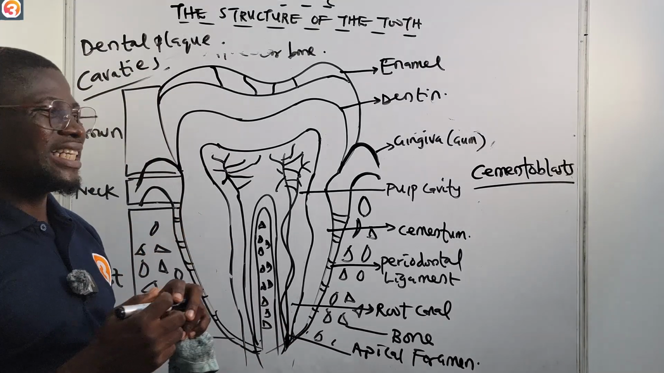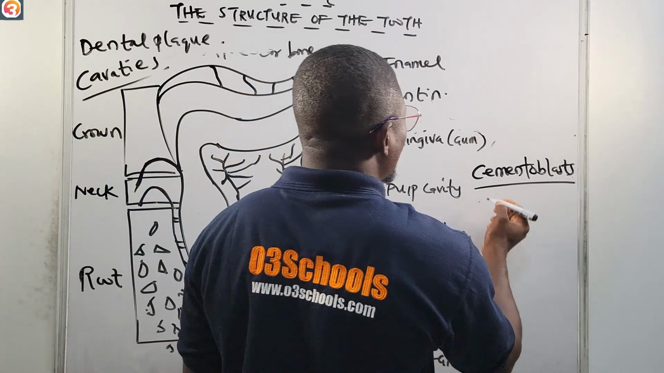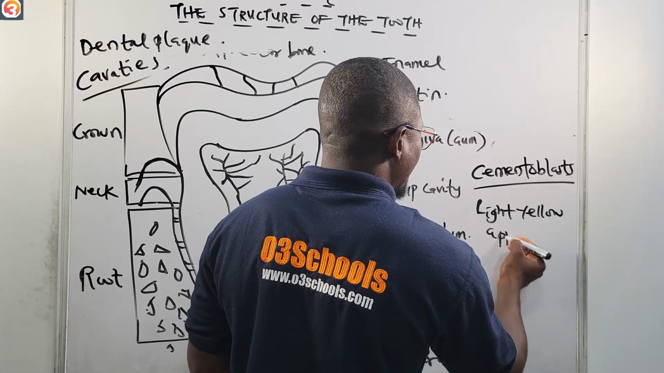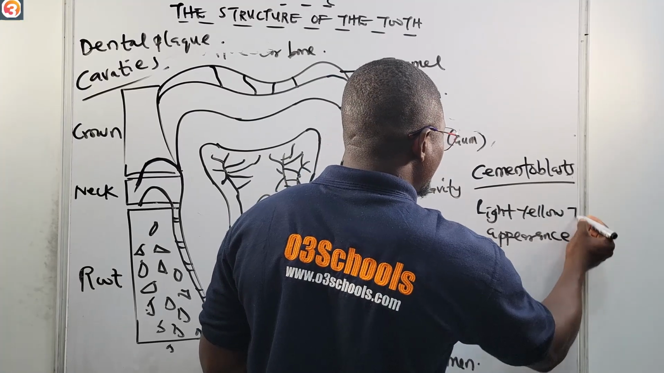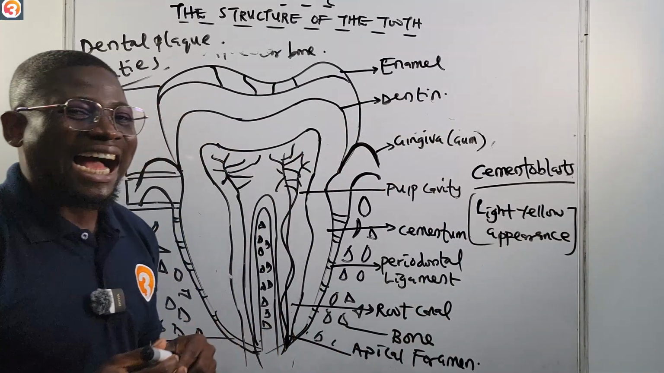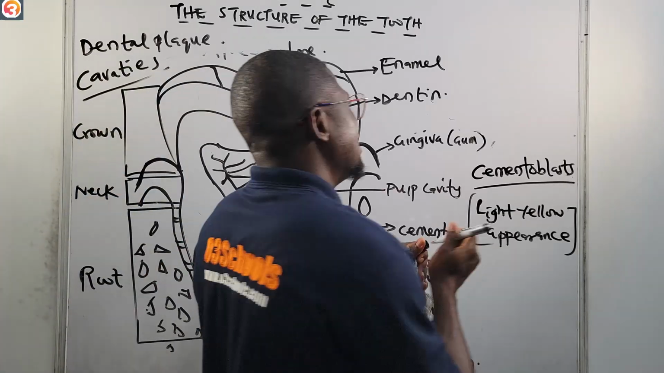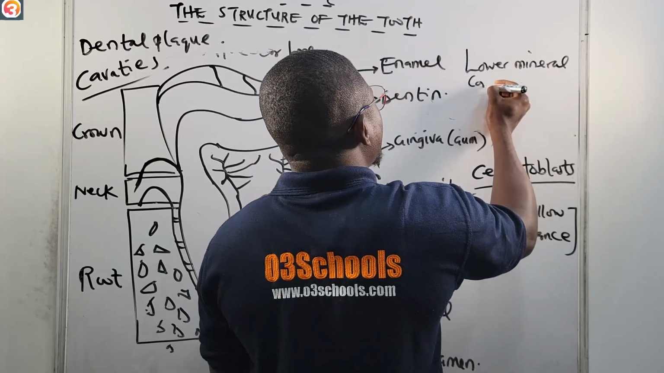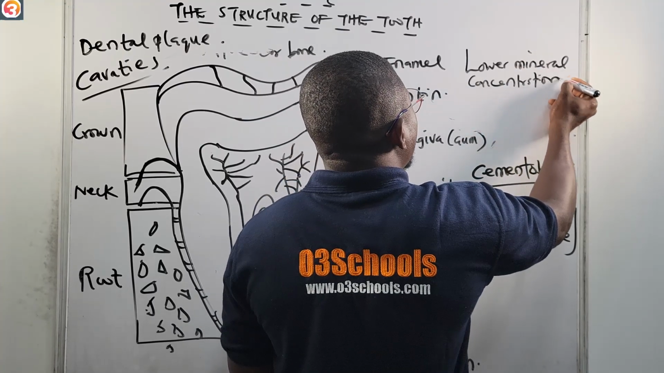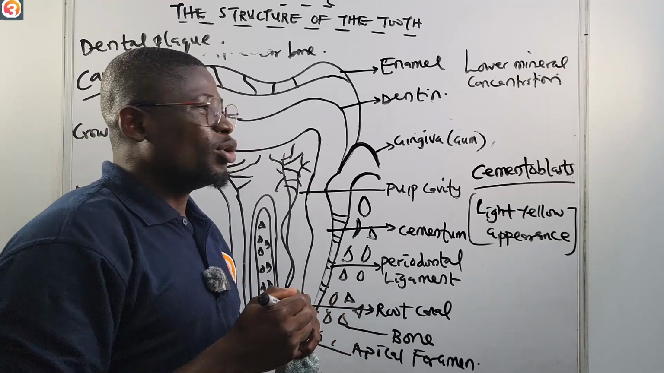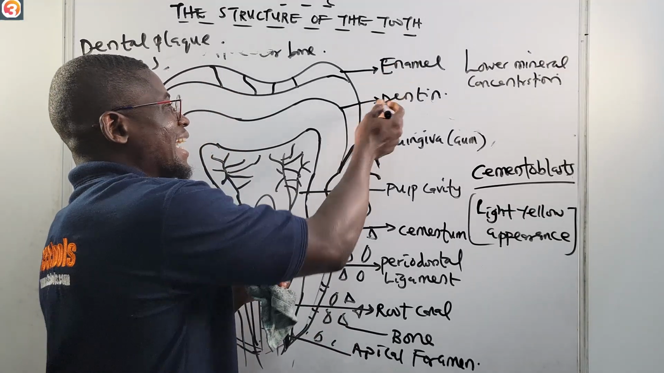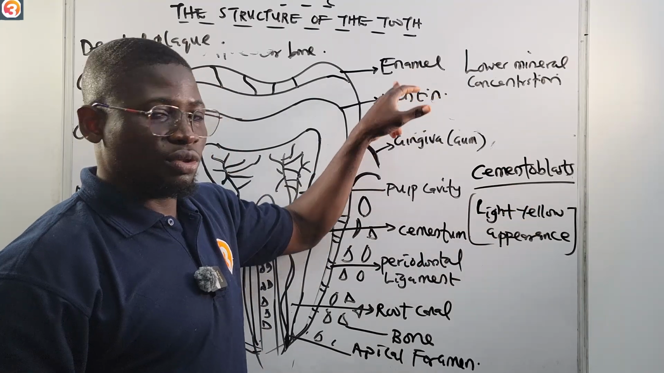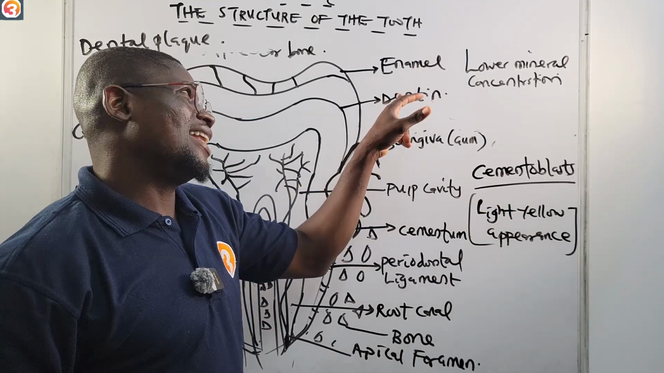The cementum has a light yellow appearance and has a lower mineral concentration than both the enamel and the dentin, thereby making cementum the softer among these tissues. The cementum is softer than the enamel and the dentin.